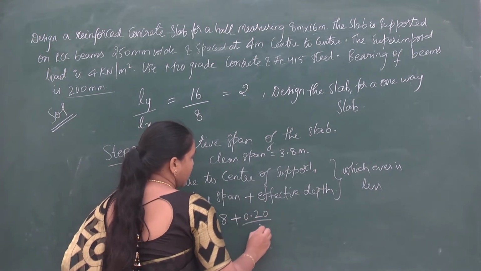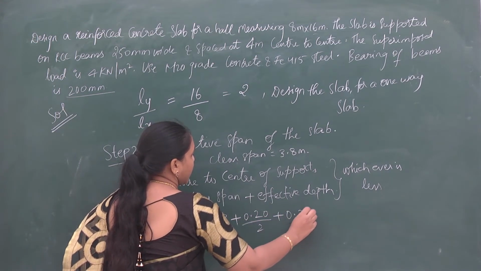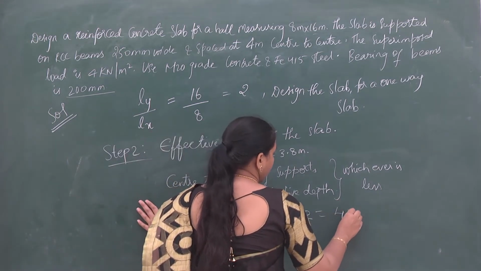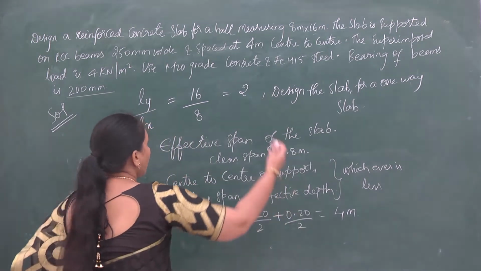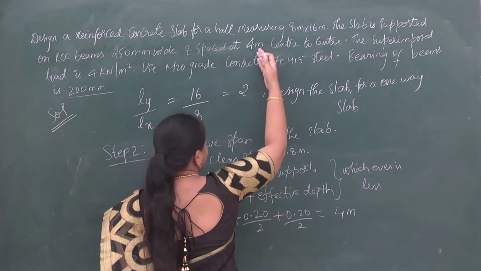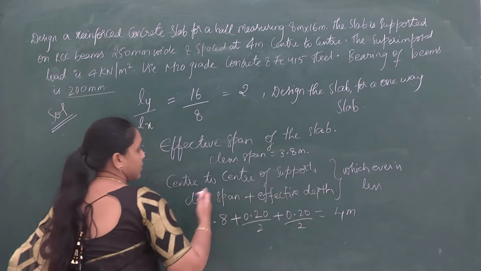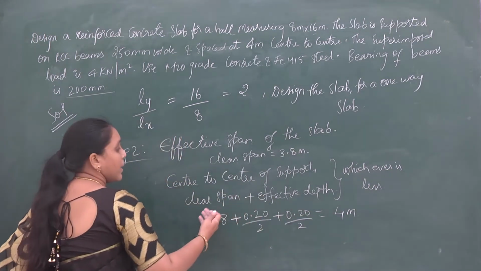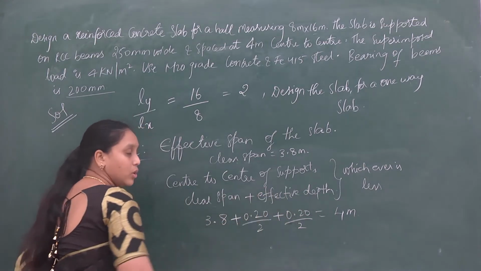0.20 divided by 2 plus 0.20 divided by 2, which will give you 4 meters. So which we have already known here, that is it has spaced at 4 meters center to center. So that is the distance here, that is center to center of the supports. And the other one is clear span plus the effective depth.